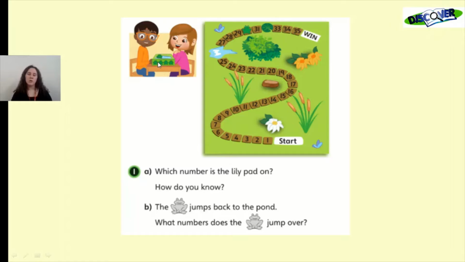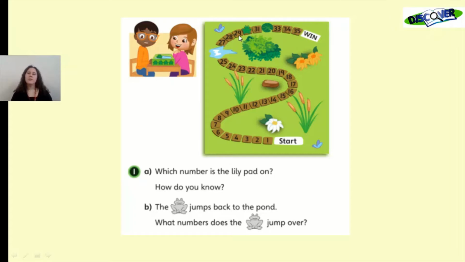We can see two children are playing a game and they are moving a frog. Can you see the frog here? And our question is asking us, which number is the lily pad on? So let's see if we can spot where the lily pad is. Can you point to where the lily pad is on the screen? Fantastic. This is a lily pad. We want to know what number is underneath this lily pad. We can start by thinking about what number the frog is on.